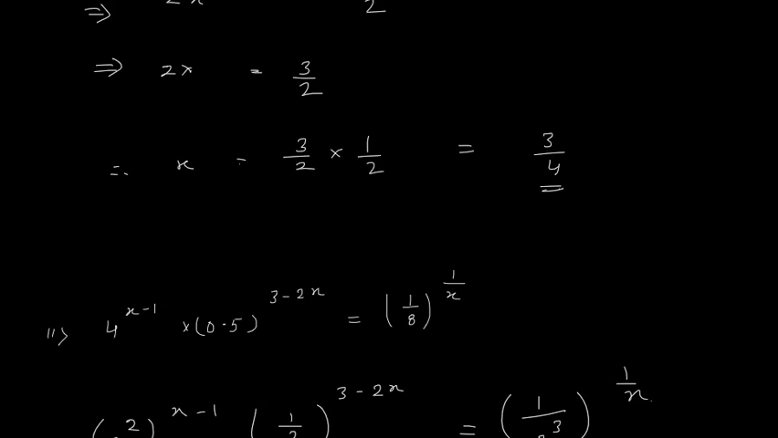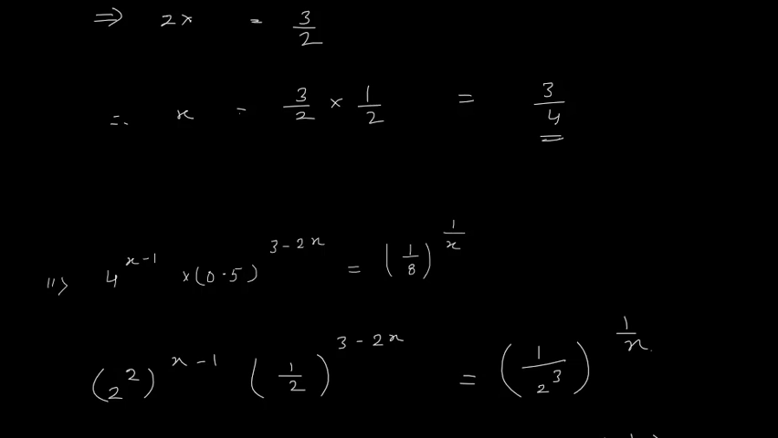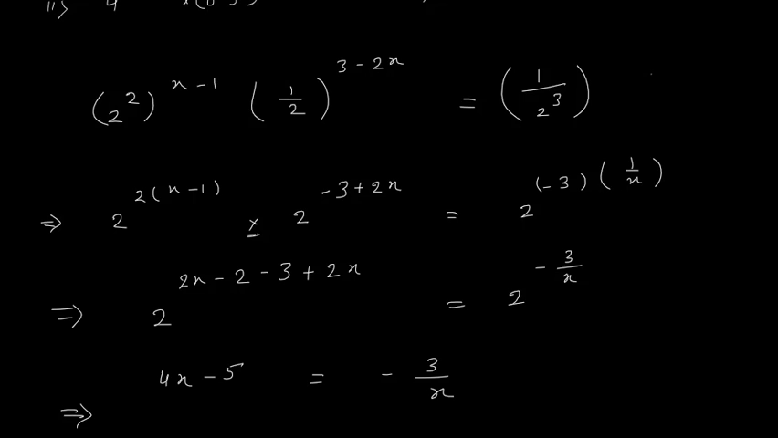So I think the question we have copied wrong. Let me check the question again, and then I'll return to the question. Okay, I have seen the question. In the question, the power is not 1 upon x, and instead of that it is x. So this 1 upon x I will replace by x.